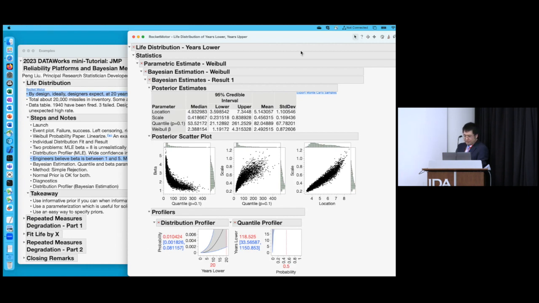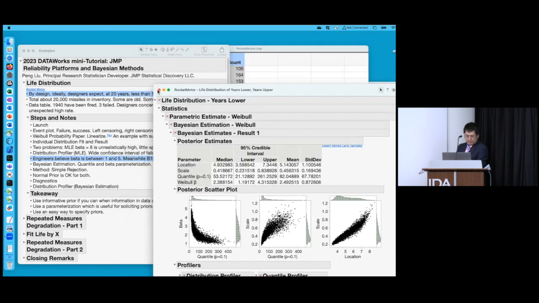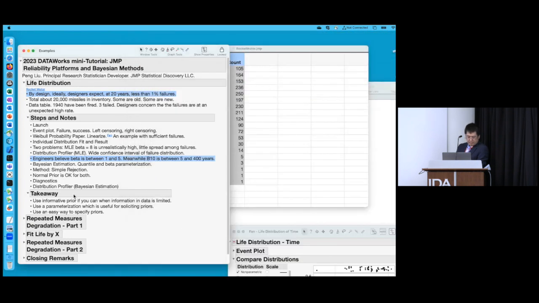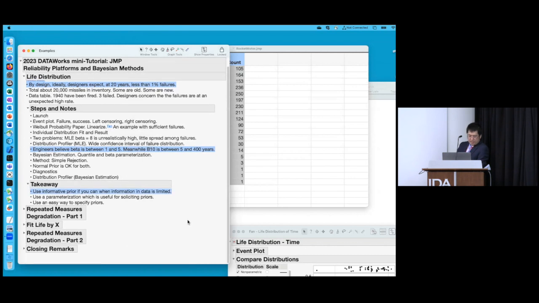So this first example, I'm going to close that. And let me summarize the takeaway. Use the informative prior if you can when the information in the data is limited. Use the parameterization which is useful for soliciting priors. And use an easy way to specify the prior. These are all the things that we provide in this software, and make your life easier.